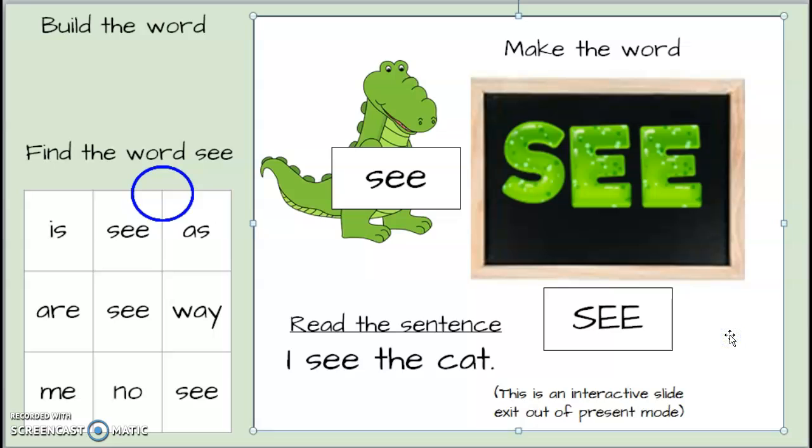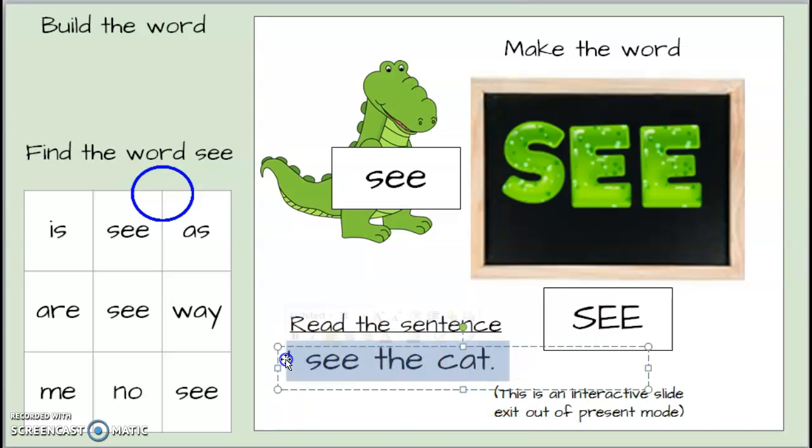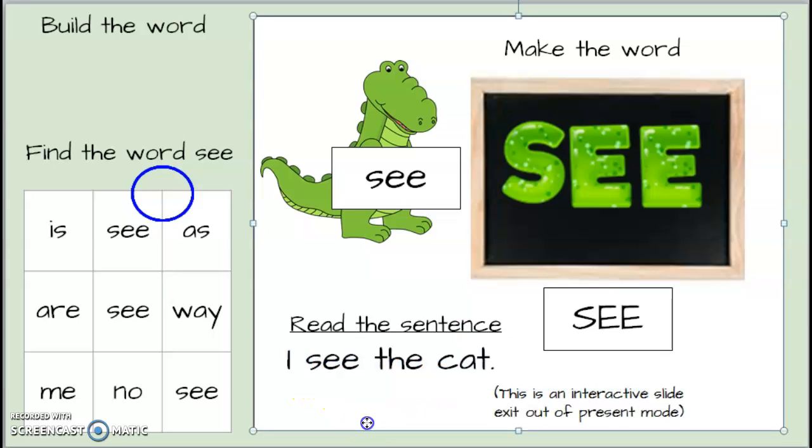Now let's read the sentence. Can you read the sentence with me? I see the cat. I see the cat. Excellent. Great job.